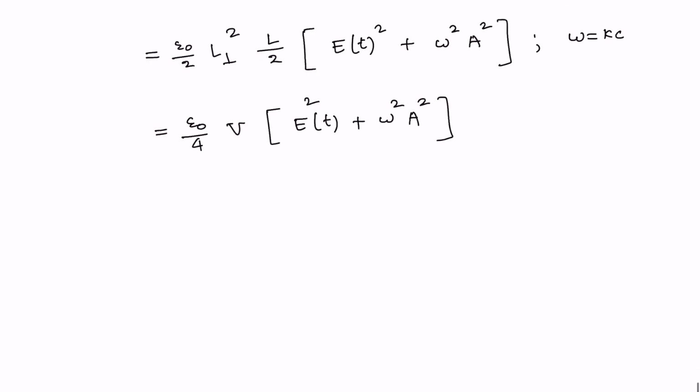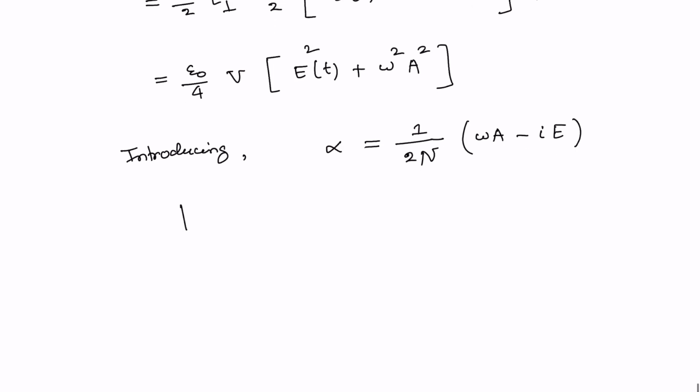Now introducing the parameter alpha, as I think we have done in lecture number 18 also. I have defined what this parameter alpha is. Alpha is equal to 1 by 2n, where n is a constant quantity, times omega A minus iE. If I introduce that, then mod alpha square is going to be 1 by 4 n square times omega square A square plus E square.